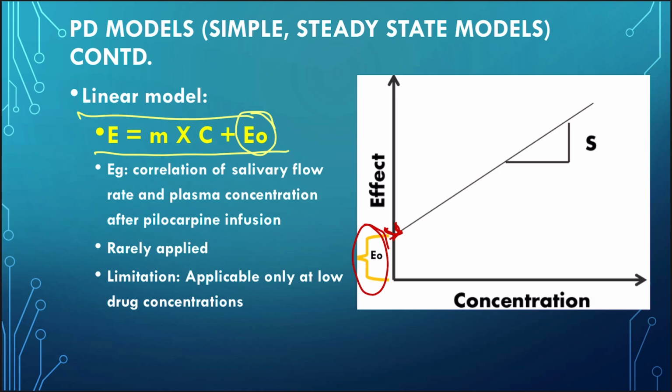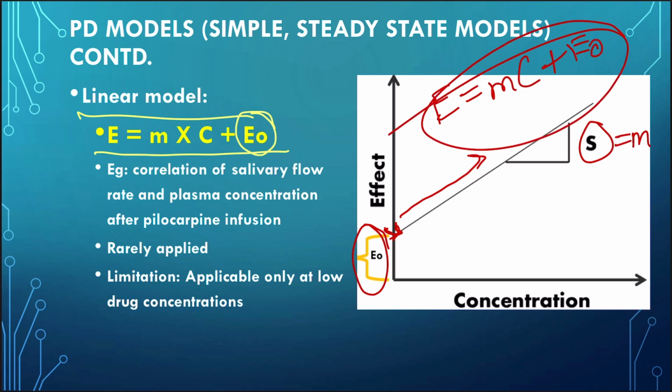This value is the effect which is present even at zero concentration of the drug, and this keeps on increasing. We have the slope here. That slope is nothing but M, the proportionality factor. So we get this equation, E equals MC plus E naught. This is the equation for the linear model of pharmacodynamics.